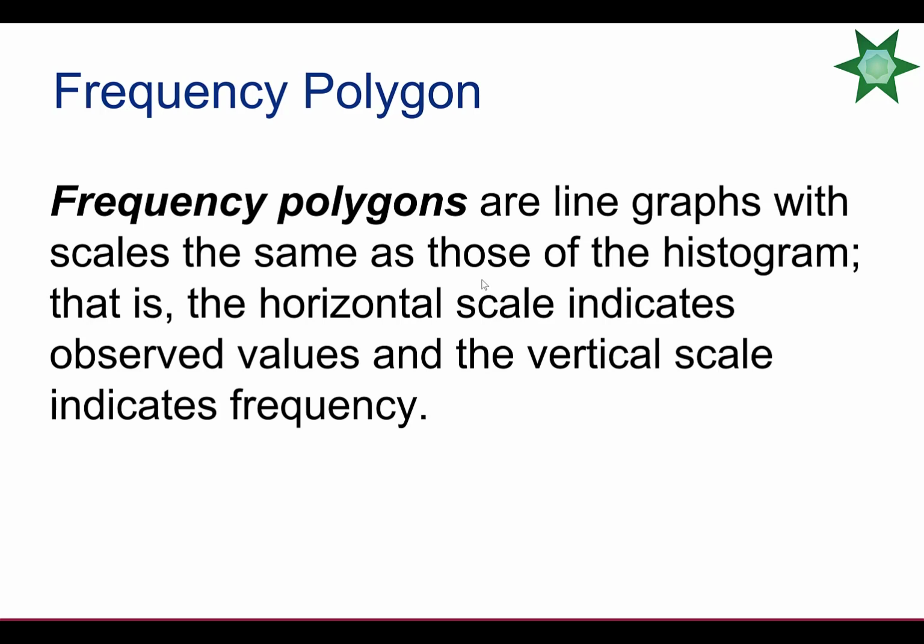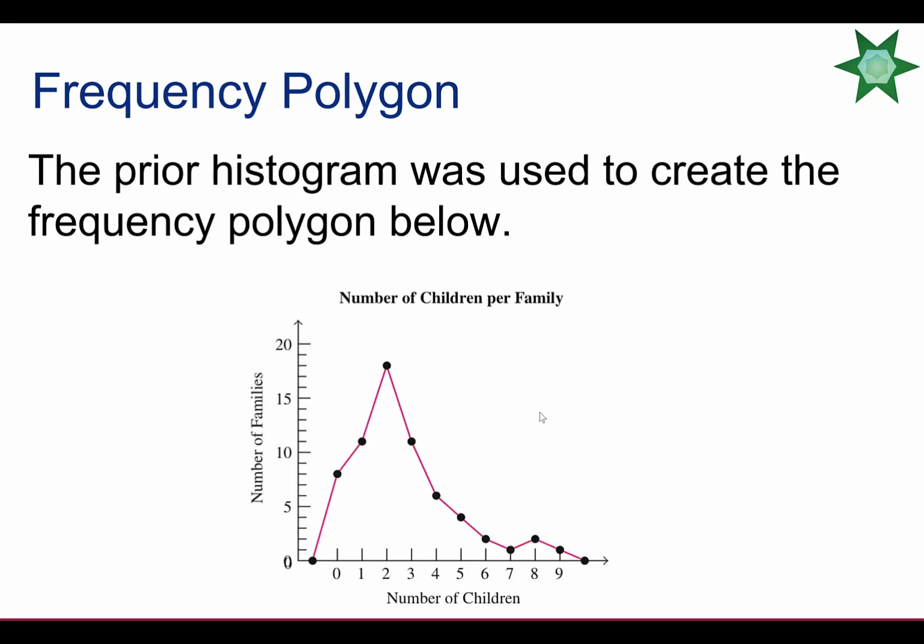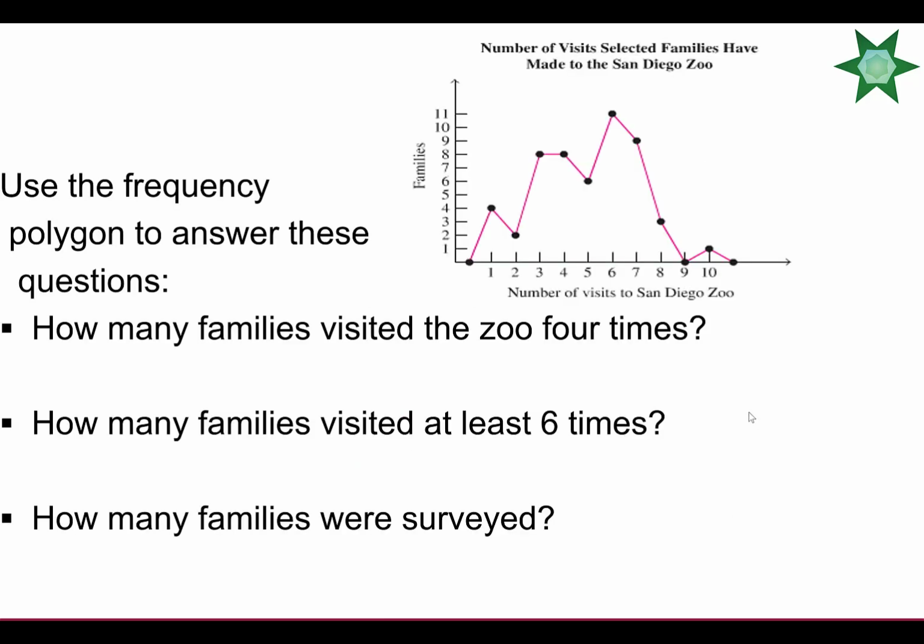A frequency polygon, or line graph, has a scale that is the same as a histogram. Basically what you do is you connect the center of the bars on the histogram, take the bars away, and then use the line graph. So here's the number of children per family. And again, the frequency polygon starts at the x-axis and then goes to the first class, and there's a dot there to represent the height of it. And sometimes it's easier to read than the histogram to tell what the numbers are in each of the classes.